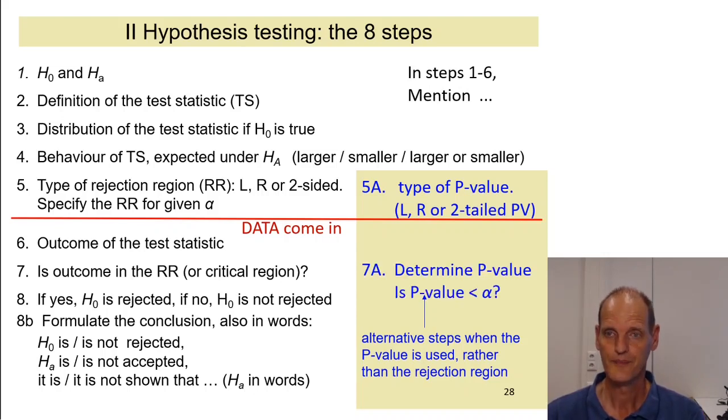And finally, step 7. We do not look at the outcome so much of the test statistic, but at its relevant p-value. But that, of course, is determined by the outcome. And if the p-value is smaller than alpha, then we reject the null hypothesis. Smaller or equal it should actually be. So these are the 8 steps. And we will now quickly go to the t-test to make this a bit more specific.